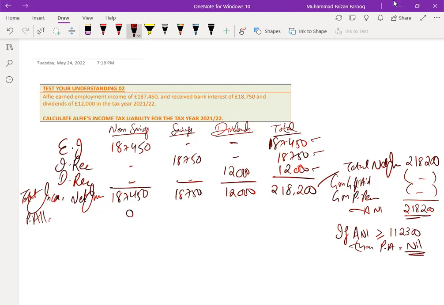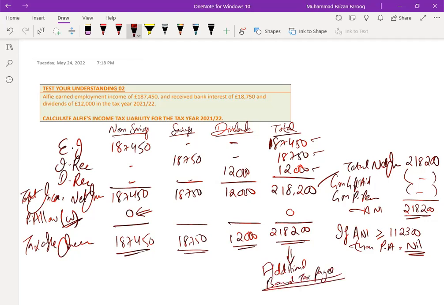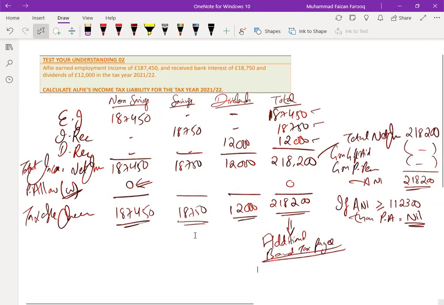So for personal allowance, we did a working. No personal allowance. We have to show the working in the same manner which is reflecting right now on your screen. You have to write 0. This 0 and the working do carry marks. Taxable income is 187,450, and the total is here. So this person is an additional band taxpayer. Why? Because he is earning more than 150,000.